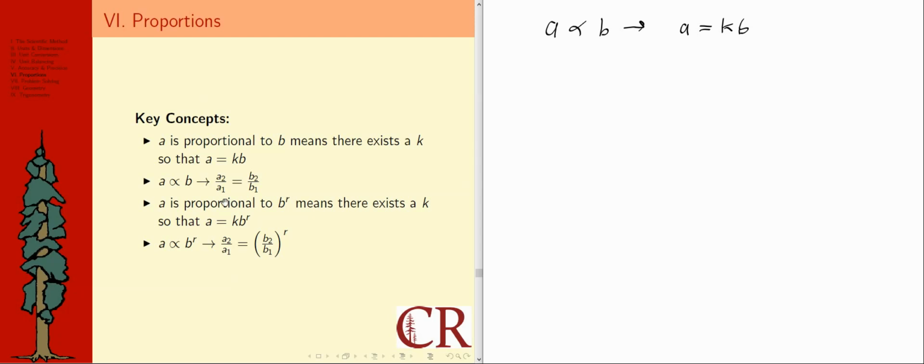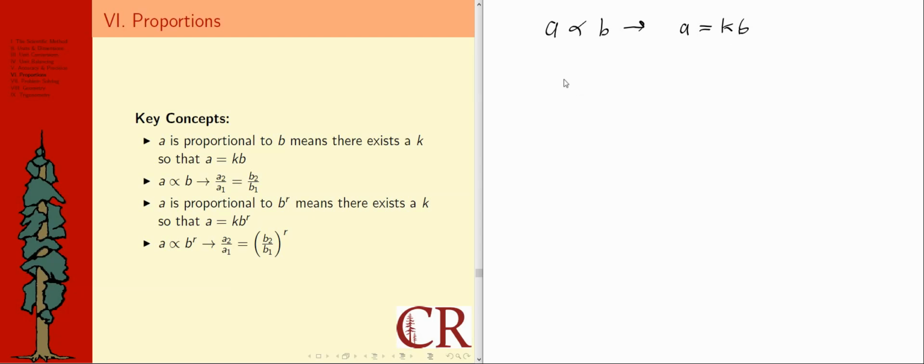But this second statement is saying something different, because this is true for all possible paired values. The way we think about a and b as variables, if you give me a value for b, this equation should tell you what the value for a is. And in turn, if you gave me a value for a, I could find what the value for b is by this equation.